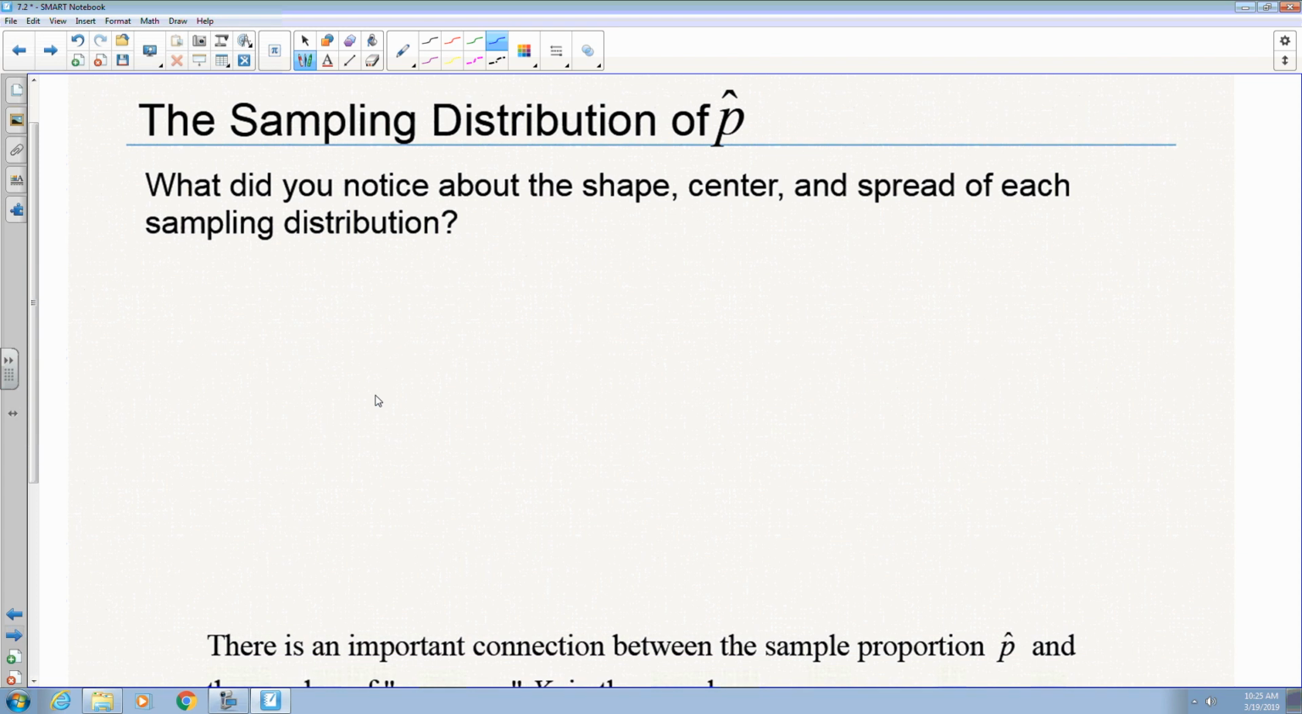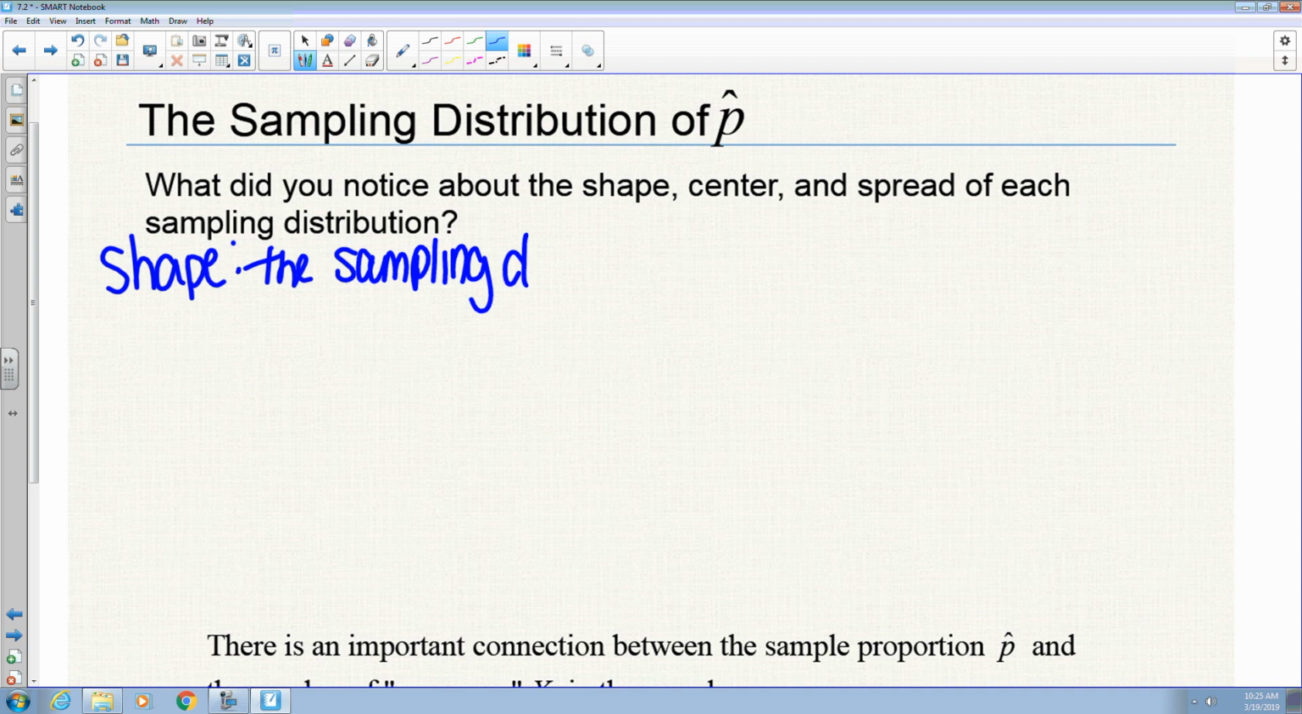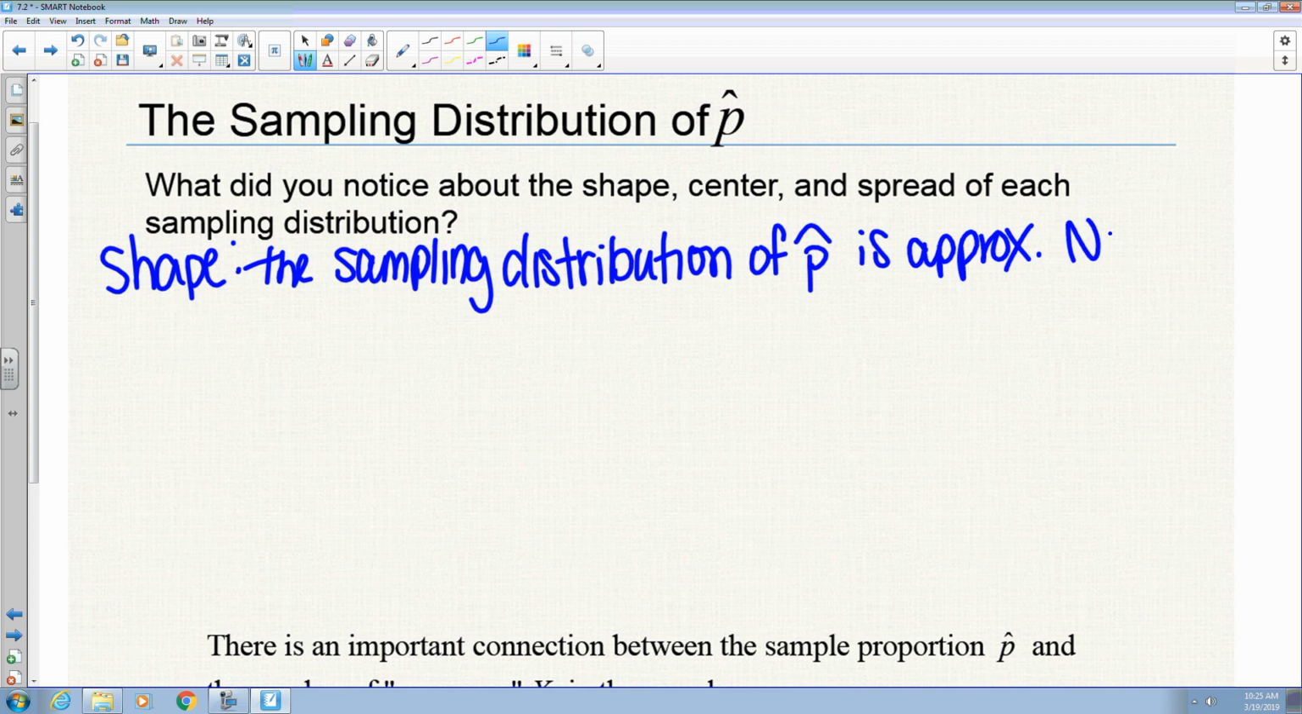Okay, so what do we notice about the shape, center, and spread of each sampling distribution? Shape. It looked pretty normal, right? It looked pretty bell curved. The sampling distribution of p hat is approximately normal. It gets more normal the larger the sample size looks. More normal as n increases.